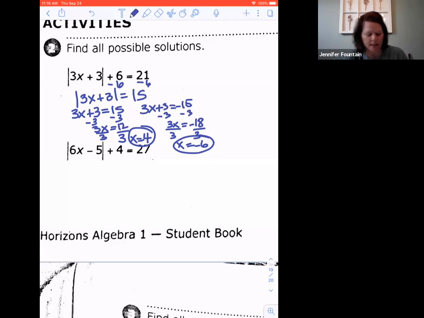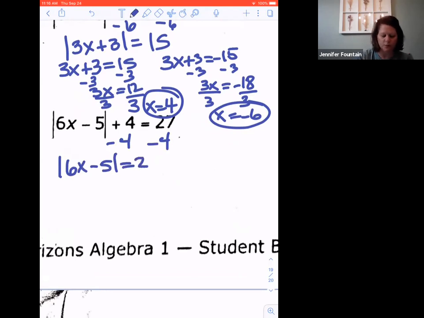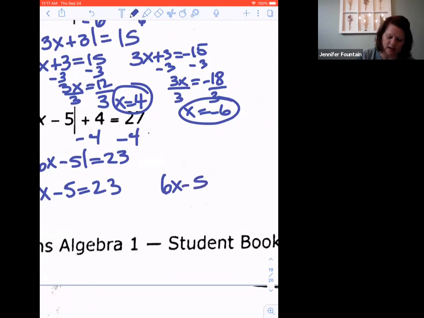Okay, so on this one, like I said, step one, we've got to isolate our absolute value first. Right now, it has a positive 4 with it, so I've got to take away 4 from each side. And I have the absolute value of 6x minus 5 equals 27 minus 4, which is 23. Now I've got to set up my two equations, one with a positive 23, one with a negative 23. So I have 6x minus 5 equals 23, and 6x minus 5 equals negative 23.